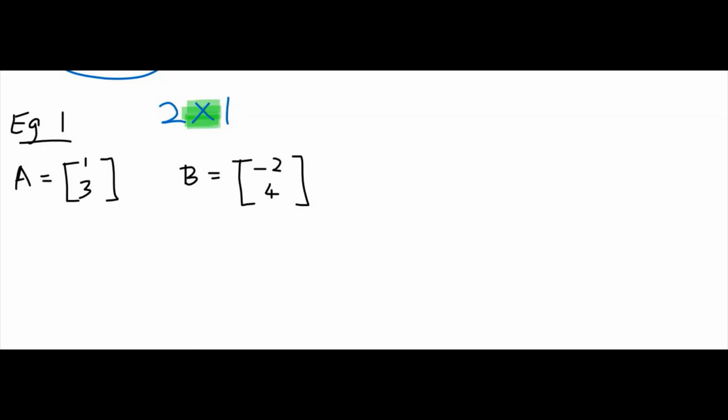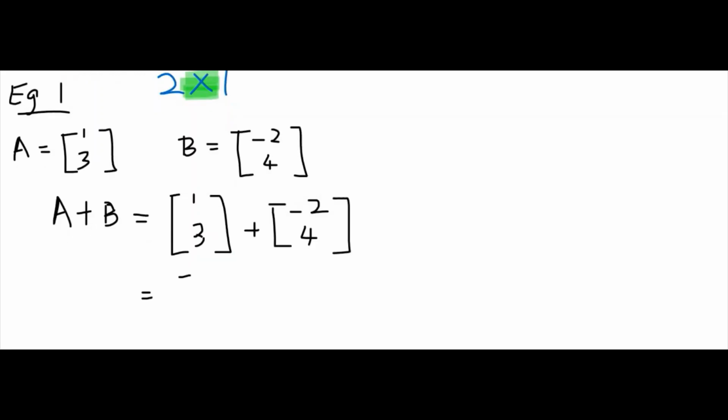Okay, we're gonna try and do addition first. So if we want matrix A add with matrix B, what happens? Exactly the same that you would do. So a 1 plus with a negative 2 will give you a negative 1, and 3 add with a 4 will give you 7. So that is how you would do a addition on matrix.